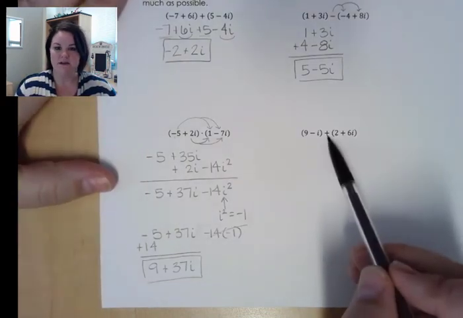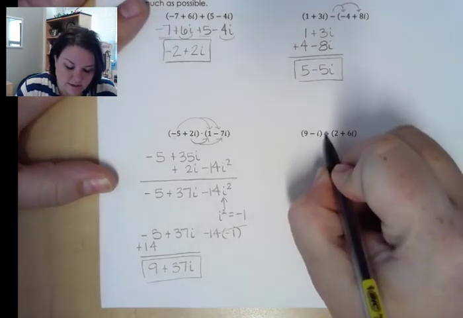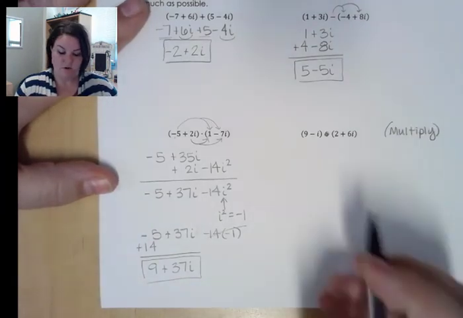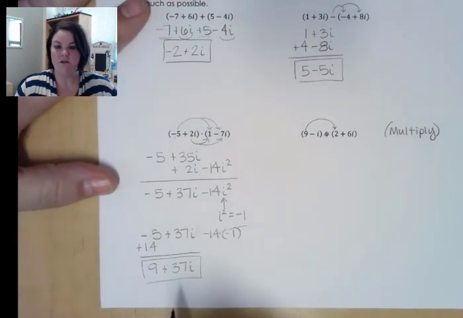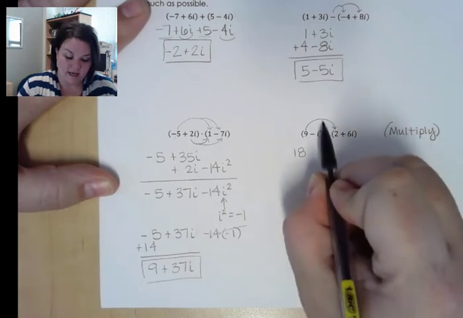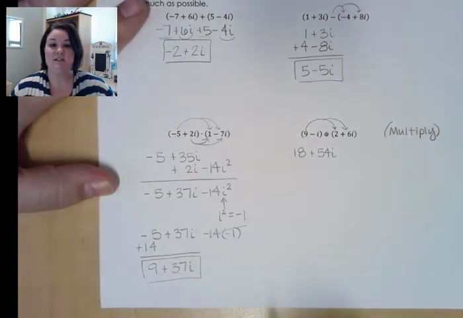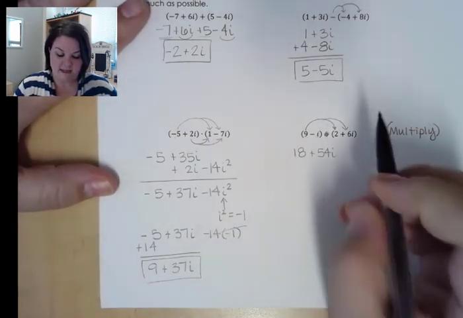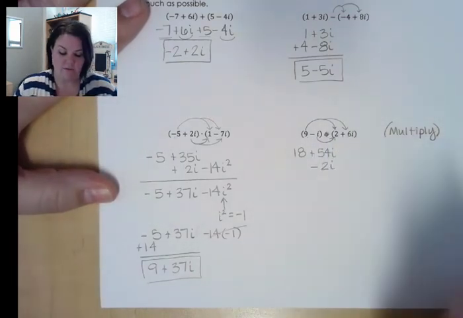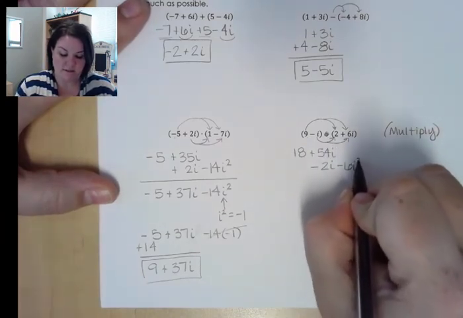I know this one says to add, but I want to get another example of multiplying. So let's change this to a dot. Pretend this is a dot, and we're going to go ahead and multiply this one. Okay? So I'm going to do 9 times 2. 9 times 2 is 18. 9 times 6i, when I distribute here, I'm going to get positive 54i. And then I need to distribute my second term. So negative i times 2 gives me negative 2i, and I'm going to line that up with my other i term. And then negative i times 6i gives me negative 6i squared.